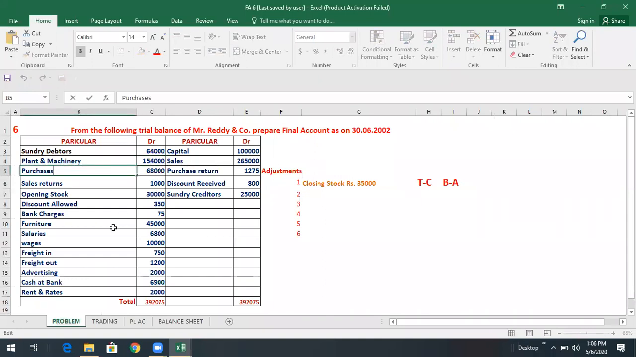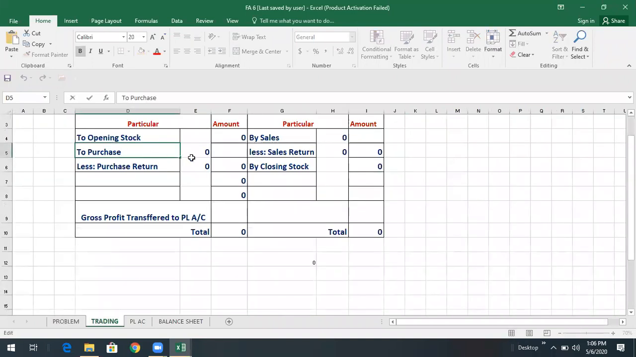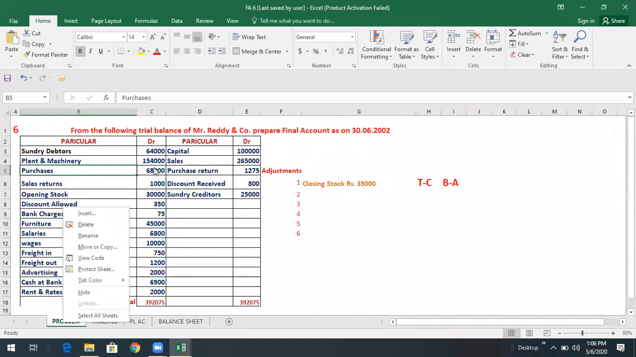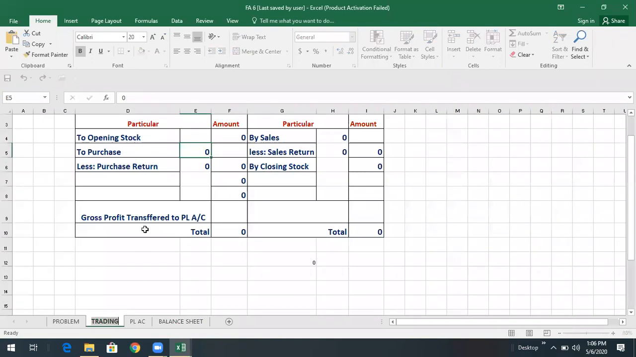Then go for the next one, purchases. Where do we get the purchases? In the trading account, debit side, there is purchases. For the purchases, there is an adjustment. So that's why I'm entering in the inner column. What is the value of purchases? Going by the problem, the purchase value is 68,000 rupees. I'm entering 68,000 rupees purchases here.